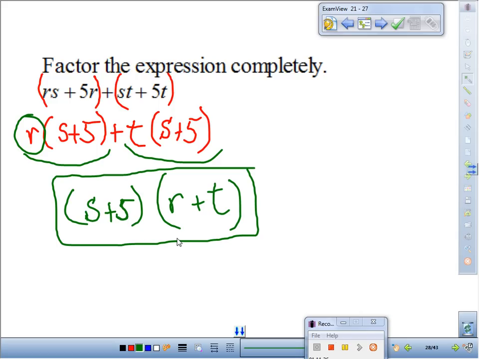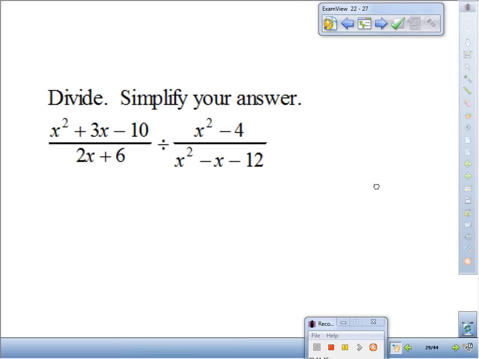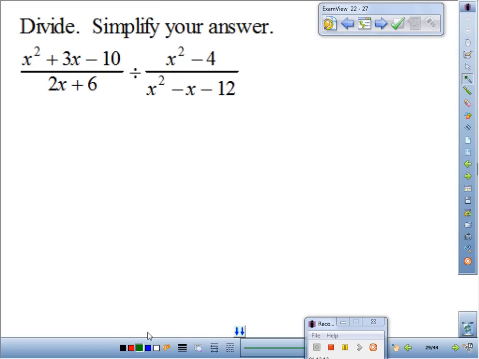That's factor completely. Let's go to number 22. Here we go. It says, divide. Simplify your answer. It says, x squared plus 3x minus 10 over 2x plus 6 divided by x squared minus 4 over x squared minus x minus 12. So I remember these. The first thing I did was to simplify this as much as possible. So, can I factor the numerator? Is there a GCF first? No.